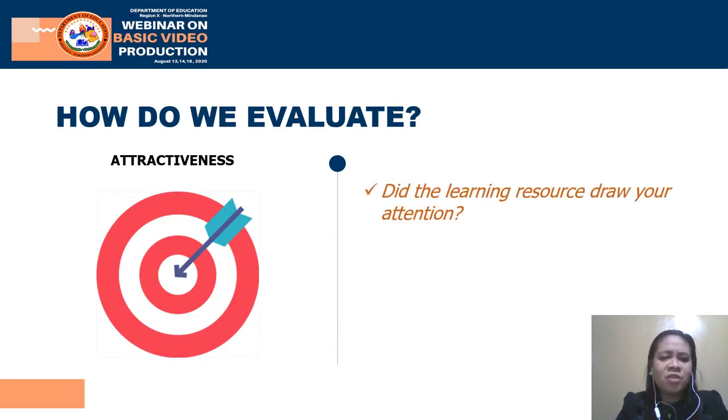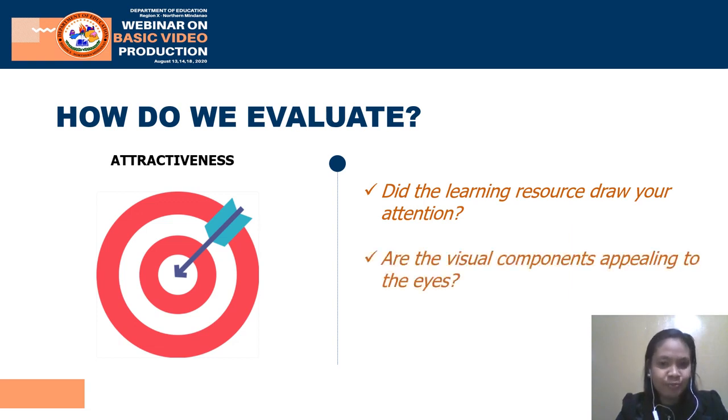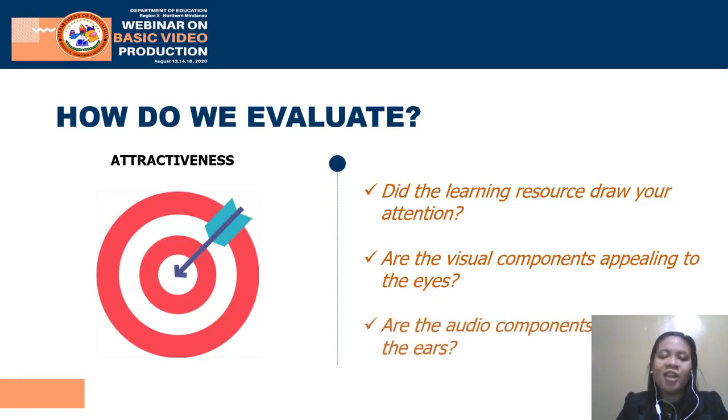Did the learning resource draw the attention of our learners? Are the visual components appealing to the eyes? Is it attractive? Is it nice to look at? Can it sustain the interest of our learners? And are the audio components pleasant to the ears?